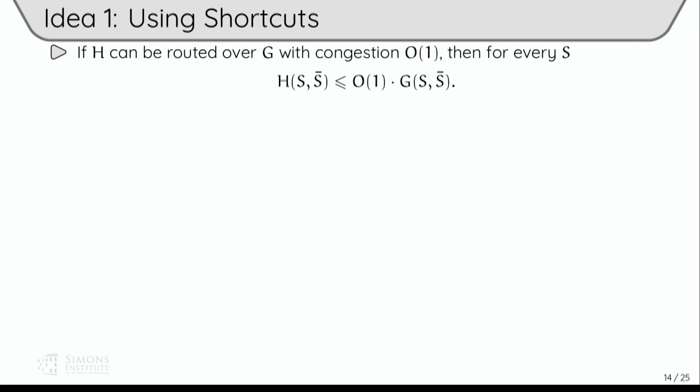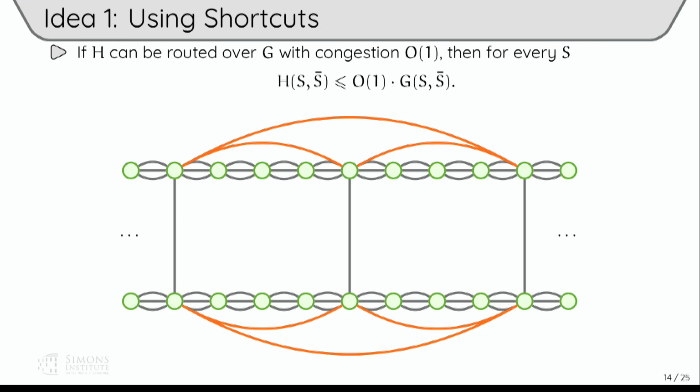The graph H, the set of edges that we're going to add, we need to make sure that it doesn't blow up the sizes of the cuts, and it's generally infeasible to check that. But here's a simple condition that would guarantee that you wouldn't blow up the sizes of the cuts. What if you use basically shortcuts?